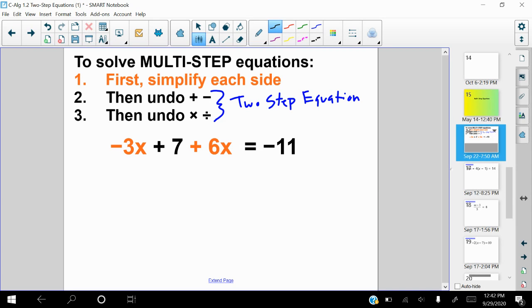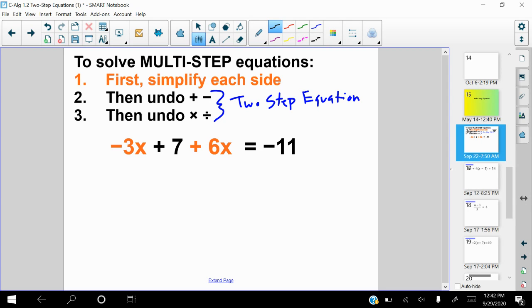Let's put this to an example. So let's say we have this equation written down here, and please jot this down as well. You're going to notice that they're color-coded, and that's for a reason. We have negative 3x plus 7 plus 6x is equal to negative 11. Well, one of the things that I notice here is there are different colors, and that might be important for me to pay attention to.